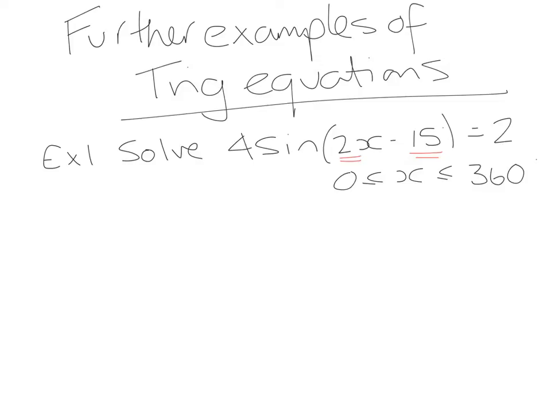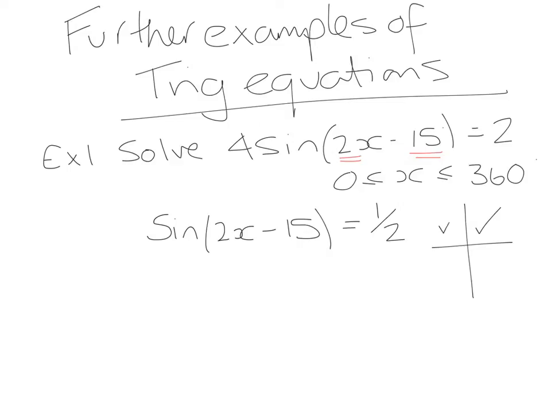Right, so let's rearrange first of all. We would have sine(2x minus 15) equal to a half when we divide by 4, so 2 divided by 4 gives us a half. Sine is a positive function because it's equal to a positive a half, so we're looking for the first and the second quadrants. And we have two waves, therefore we have 4 solutions.